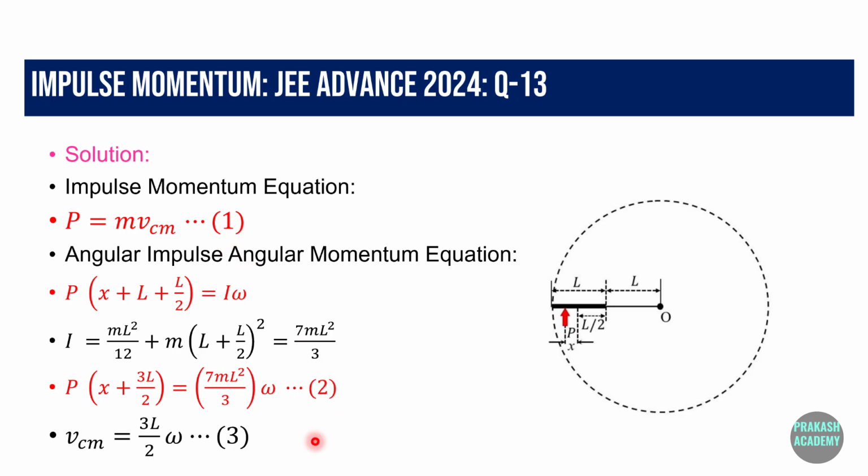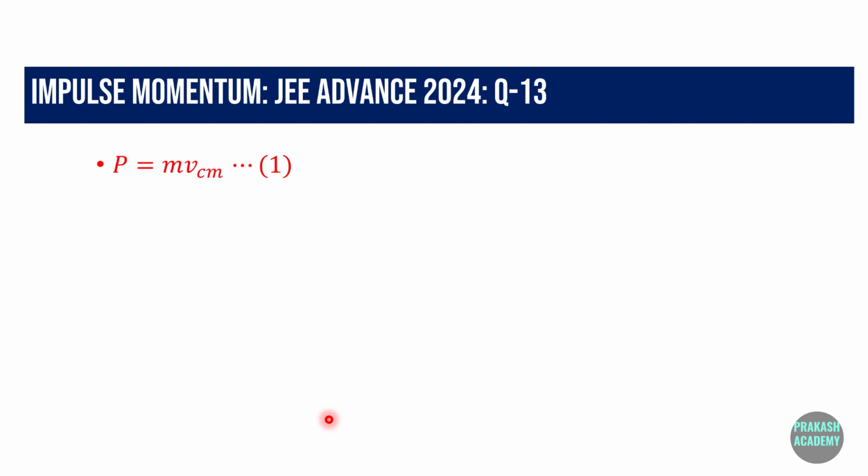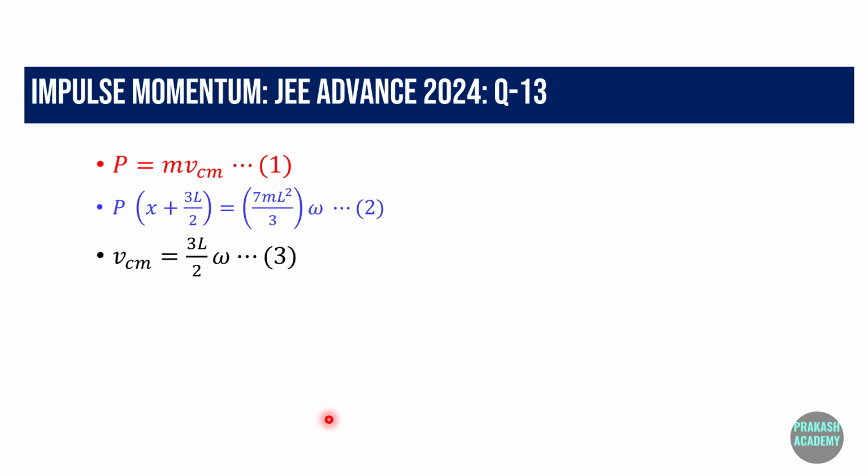Now we have these three equations, and using these three equations we can solve for x. The first equation is the impulse momentum equation, the second is the angular impulse angular momentum equation, and the third equation relates linear velocity and angular velocity, that is the compatibility condition.